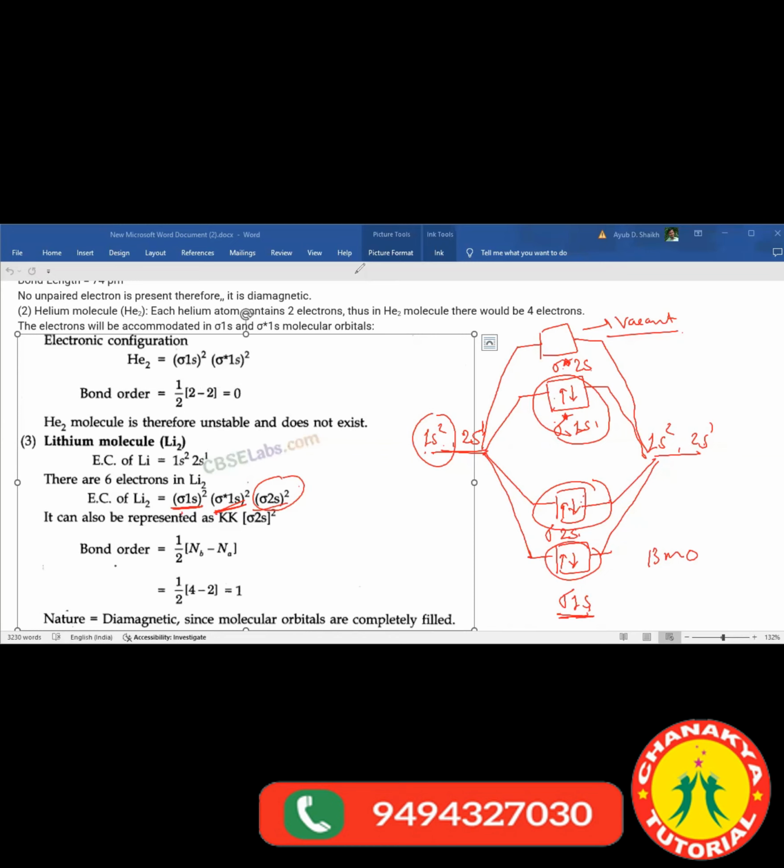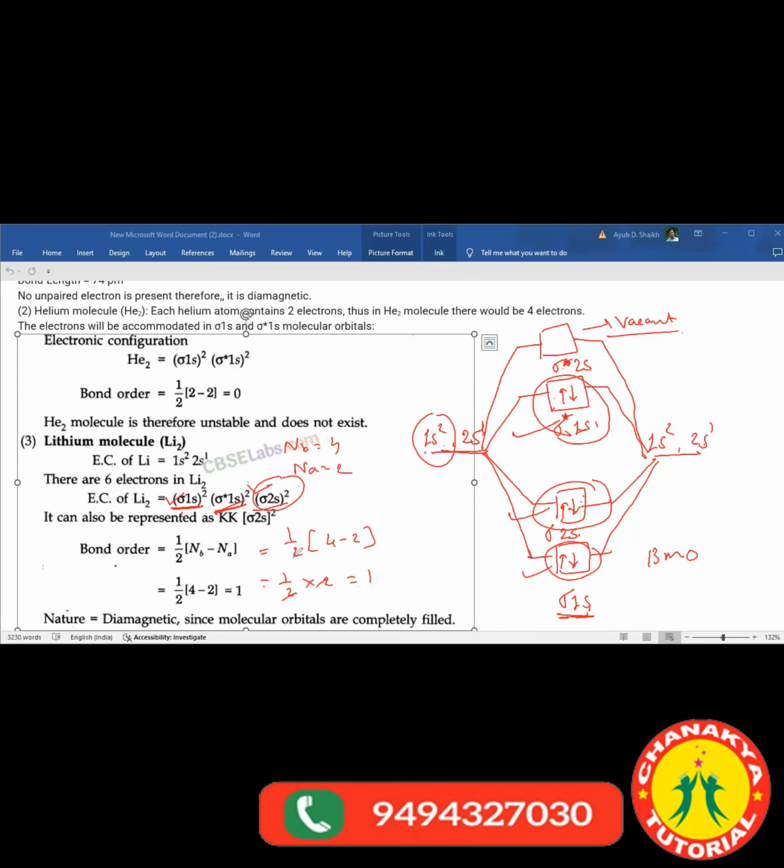Okay, fine. Understand sigma 1s2, sigma star 1s2, and sigma 2s2. These are the electrons. Among that, how many are bonding? You can check. Sigma 1s2 is bonding and sigma 2s2 is also bonding. So your NB is 4 and NA is 2. Now bond order, how are you going to calculate? 1/2 into NB minus NA, which is 1/2 into (4 minus 2), which is 1/2 into 2. Bond order is 1.